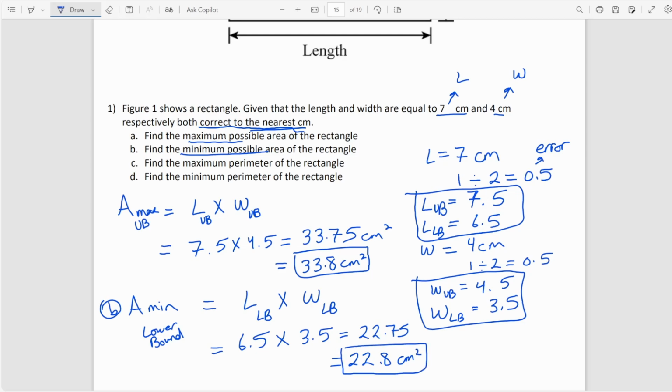Rounding this to 3 significant figures, it's 22.8 centimeters squared. As you can see, in part A we found the maximum area, which is 33.8, and in part B we found the minimum area, which is 22.8. There's quite a difference, and that's how much it matters that since they're to the nearest centimeter, the combination of upper and lower bounds can give you the minimum and the maximum.